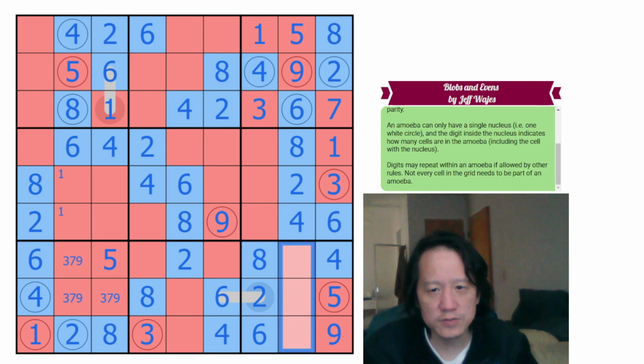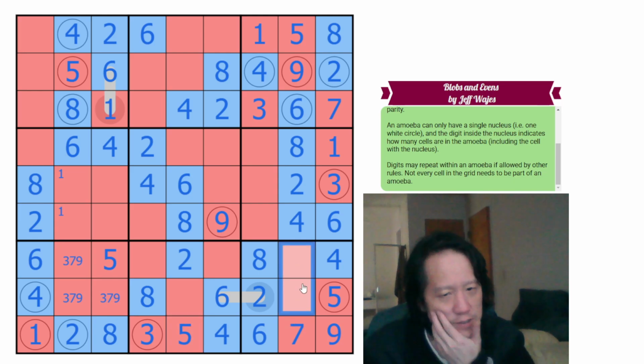This, again, is 1, 3, and 7. So this can't be 1 or 3 because of the 1 and 3 here. Therefore, this must be 7. Whereas the 5 in row 9, it has to be here. This is a, what, 1, 3 pair.